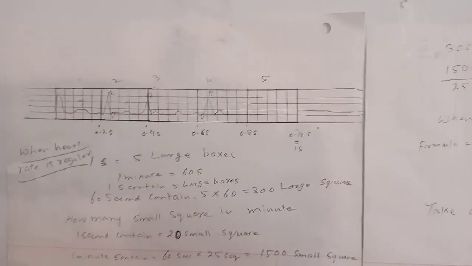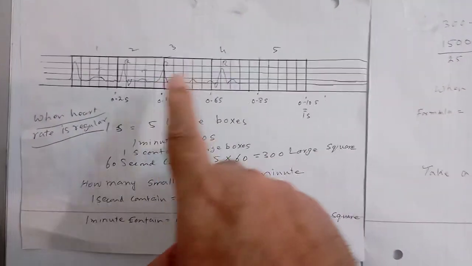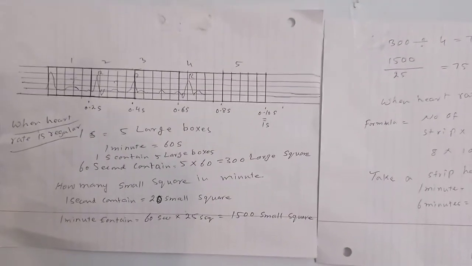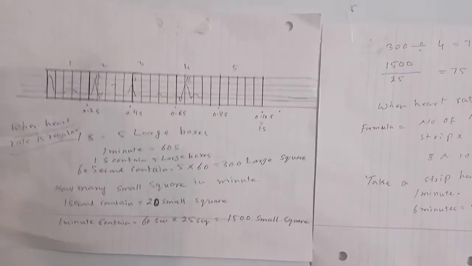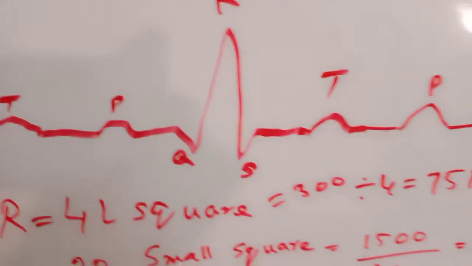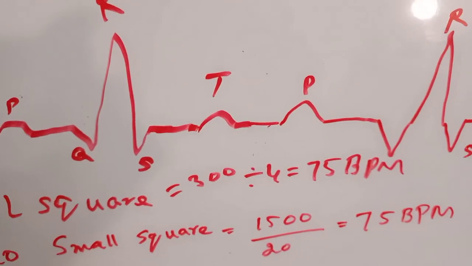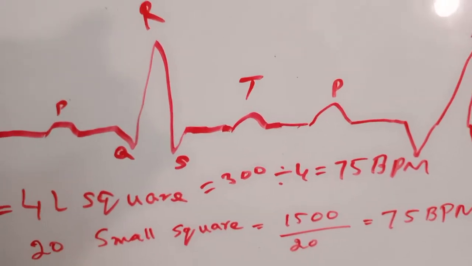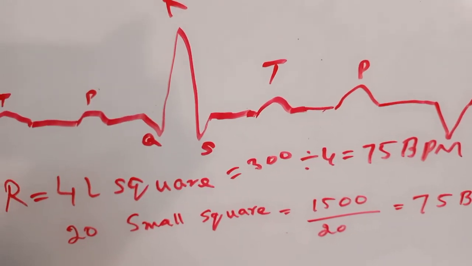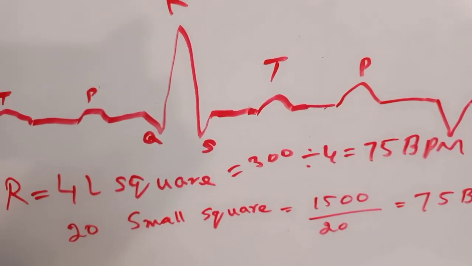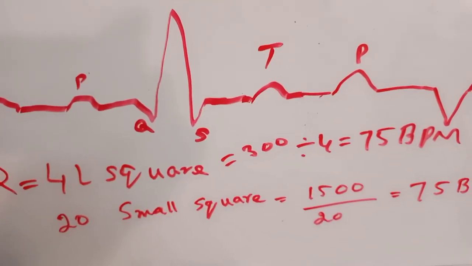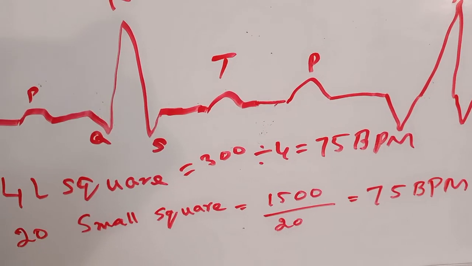Suppose there are 4 large squares between R to R. It is not 4 here, but we are supposing the distance between two R's is 4 large squares. We will use the 300 formula. So divide 300 by 4, it will be 75 beats per minute. Here we are using the large squares between R to R. If I use counting large squares, we have to use the 300 formula. I will tell you later why. Large squares 4, 300 divided by 4 is equal to 75 beats per minute.